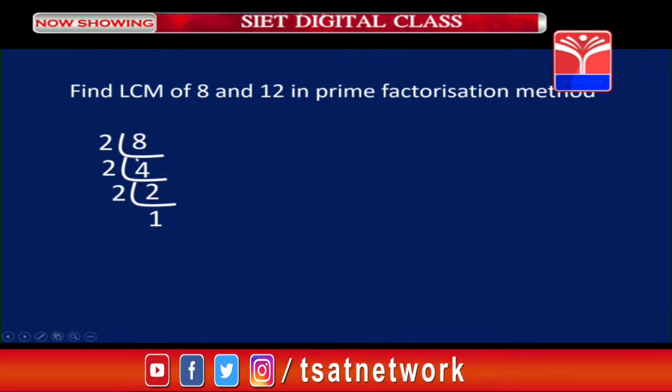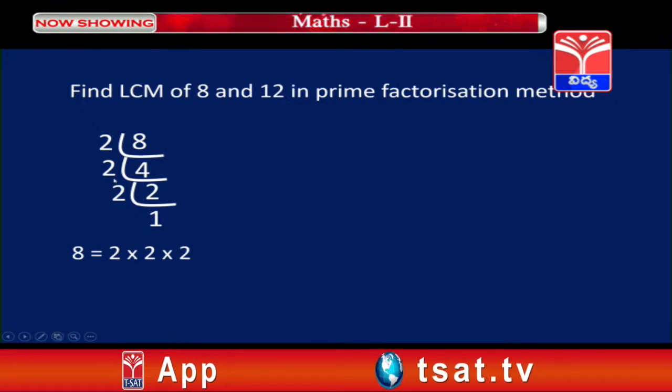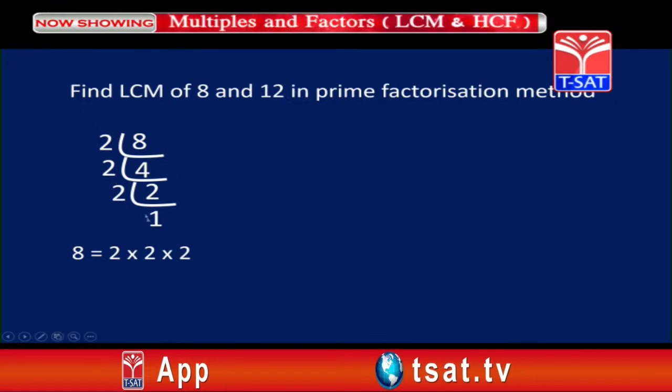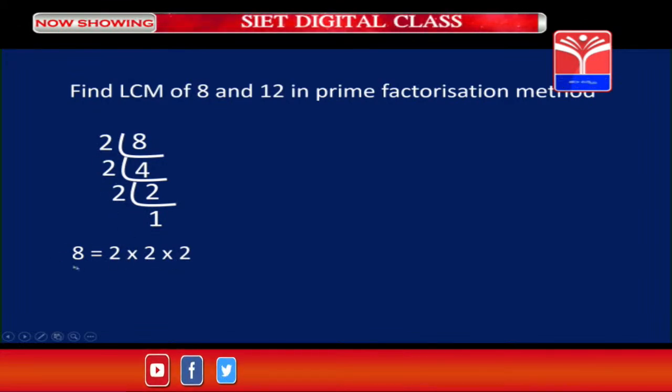Now 8 can be written like this. 8 can be written as 2 into 2 into 2. So these 3 should be multiplied to get this composite number.